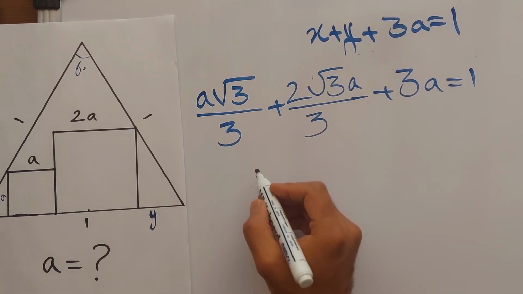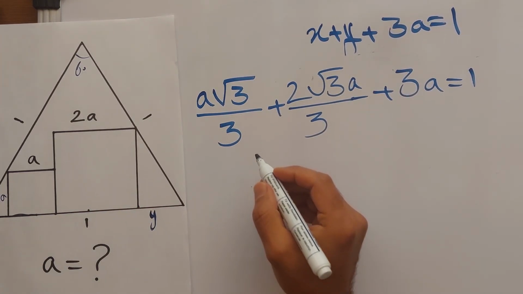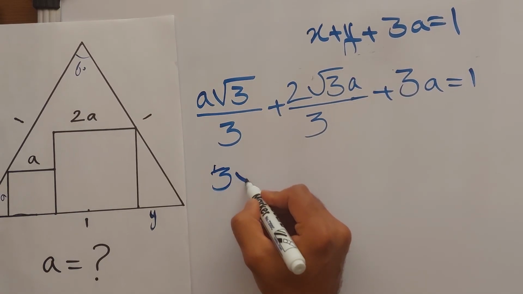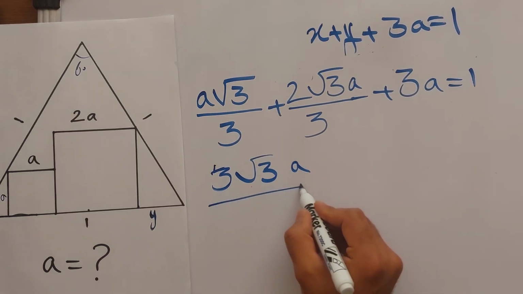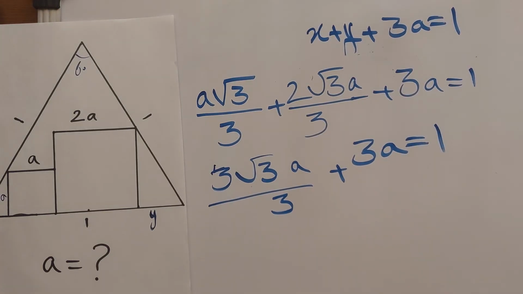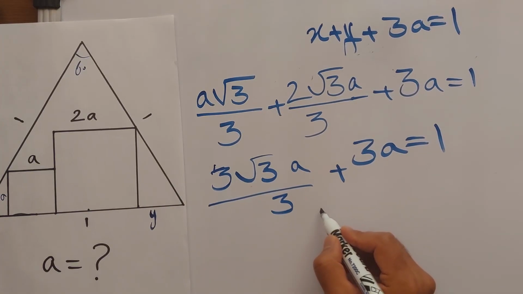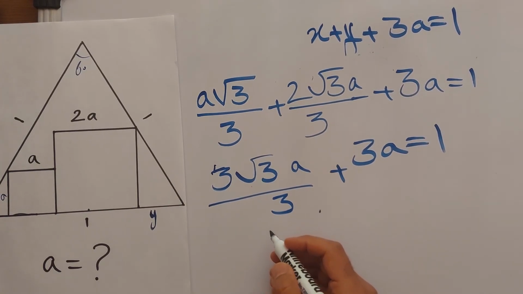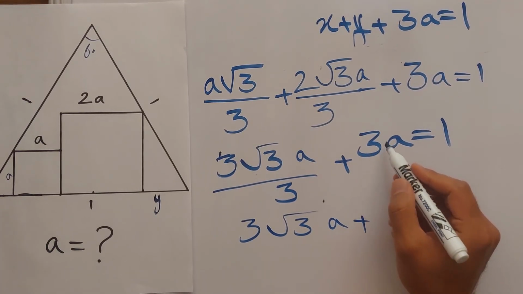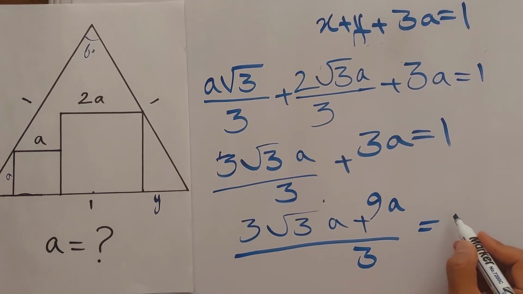So then we can just factor one of them out. So 2 square root of 3, we can just add the top part. So 2 square root of 3 plus 1 square root of 3. So that's 3 square root of 3a over 3 plus 3a equals 1, right? So let's simplify that further. So there is a common denominator of 3. So 3 square root of 3a. Then we need to multiply this by 3. So 9a plus 9a over 3 equals 1.